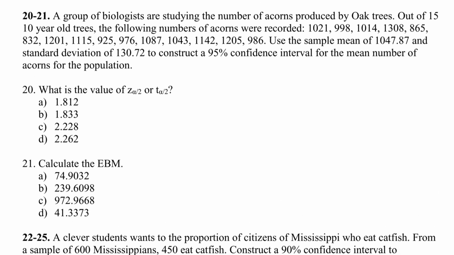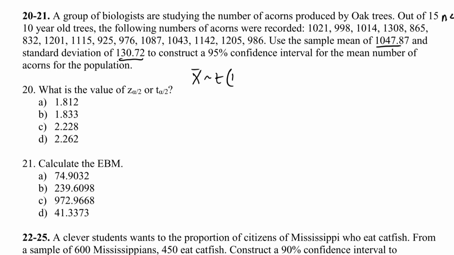All right, now 20 through 21, this time we have a group of biologists studying the acorns produced by oak trees. We test 15 trees. Notice that that is less than 30. That's a tip that we're probably going to have to use a t-distribution. They gave me a sample mean and a sample standard deviation to construct a 95% confidence interval. Now a t-distribution works the exact same way, except that we have to change how we look up our t value. Here we're following a t-distribution with n minus 1 degrees of freedom.